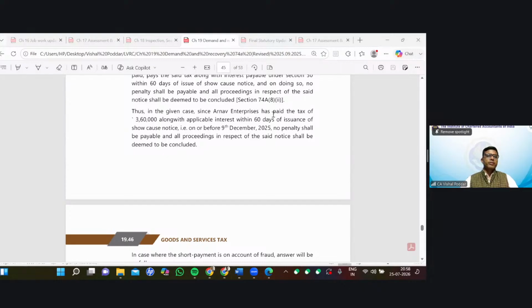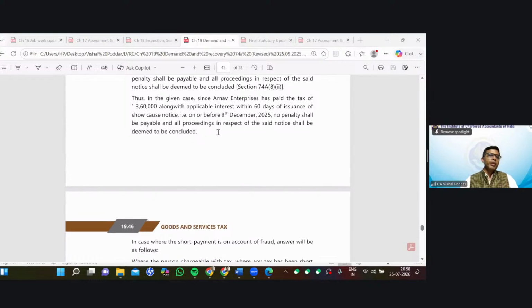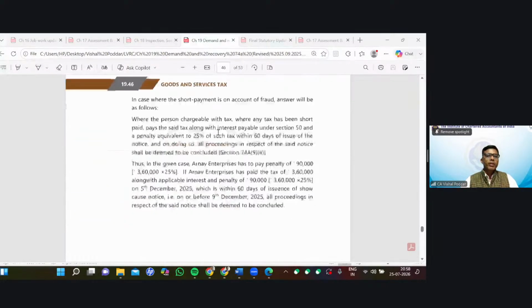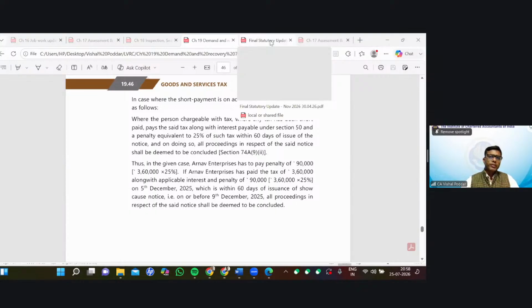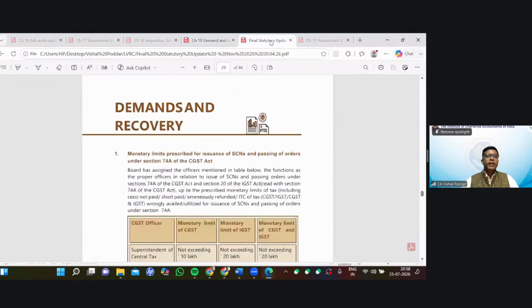Thus, in the given case, since Arnav has paid the tax of 3,60,000 along with applicable interest within 60 days of issuance of show cause, no penalty is payable and the proceedings will be deemed to be concluded. However, if it is determined that these proceedings are carried out and it is a case of fraud, then you will have to pay penalty up to 25% of the outstanding tax, provided that is also paid within 60 days. So students, these are the different case studies that you may get relating to this chapter.